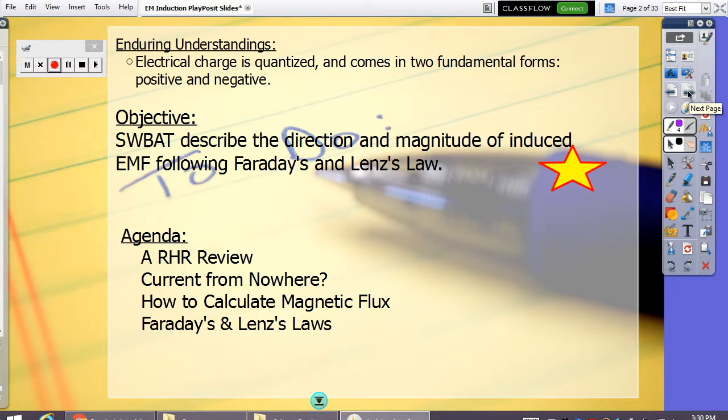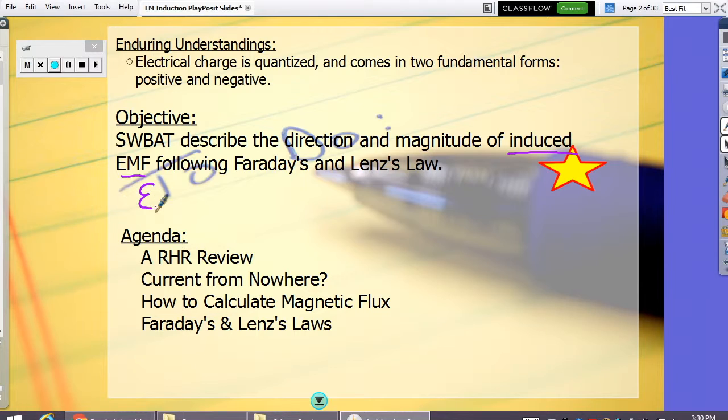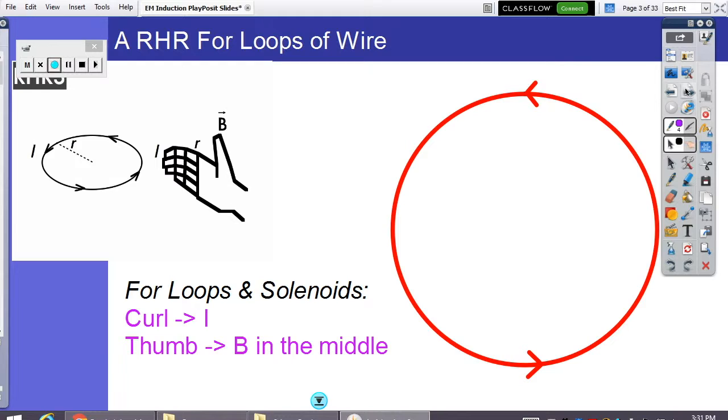Today, we're going to be tackling one of our last play posits of the year, and we're going to be attempting to describe the direction and magnitude of what's called induced EMF and induced current. EMF is that little curly E, and when you see EMF, don't worry, it's the same as voltage. So we're going to try to describe the direction and magnitude of these induced currents and induced voltages using Faraday's and Lenz's law. So we're going to do a little reminder of a right-hand rule, talk about what the heck we're talking about anyway, how to calculate magnetic flux, and then close out with Faraday's and Lenz's laws. But first, let's talk about our little warm-up here.